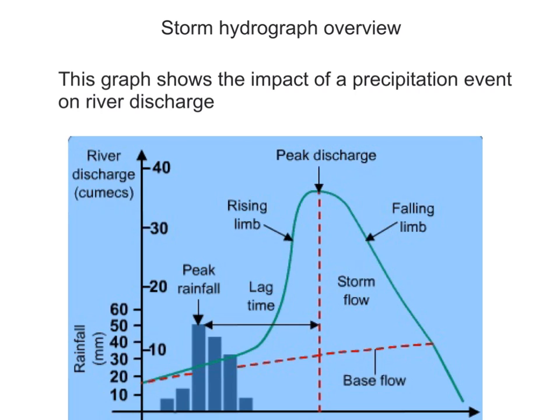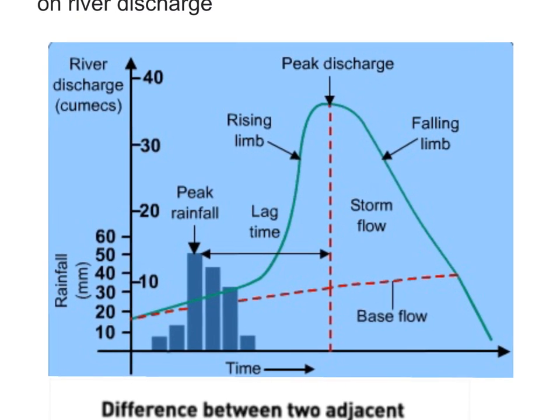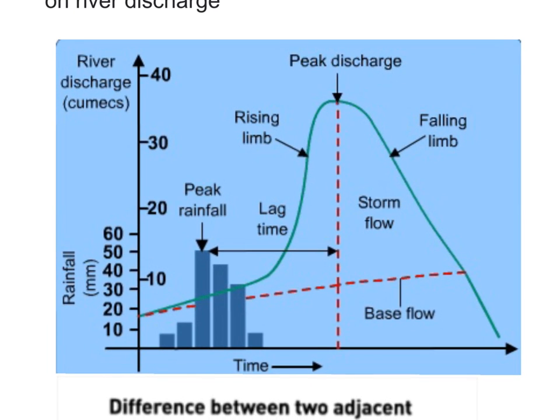This video was designed to give you an overview of the storm hydrograph and some of the likely questions that you will experience with regards to storm hydrographs. First of all, a storm hydrograph shows the impact of a precipitation event on river discharge, and all storm hydrographs have the following labels which you would need to understand to be able to answer an examination question on this.